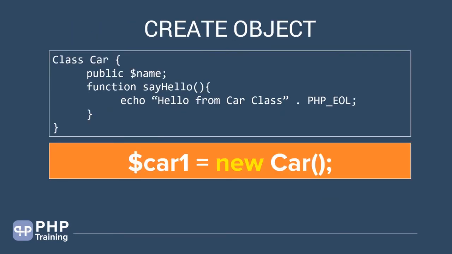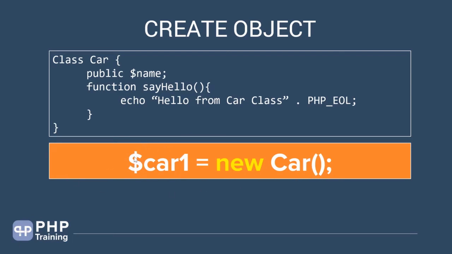So how do you create an object? Let's say you have a car class with a property called $name, and you have a method called sayHello. How do you create an instance? You have to create an instance with this notation. You write $car1, which is basically the name of your object. Then you have a keyword called new. Then you define the class name, then the open parenthesis and close parenthesis, and end with a semicolon. So car1 is called an object of the car class, or car1 is called an instance of the car class. This is how you define and create an object.